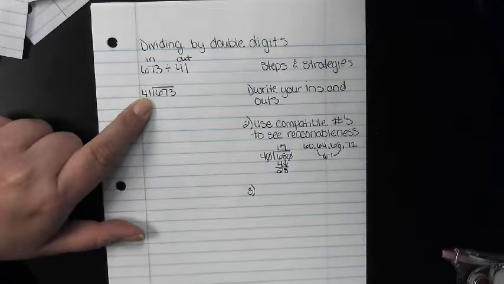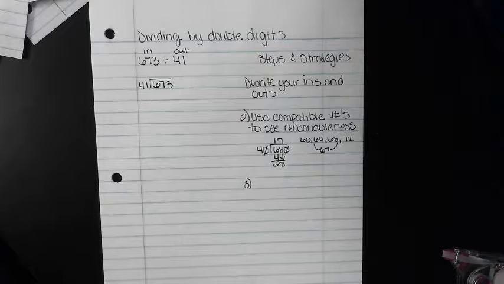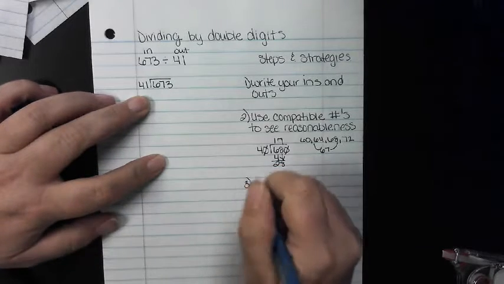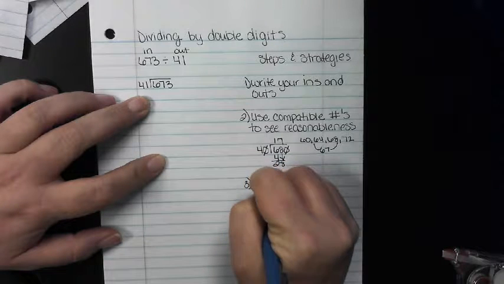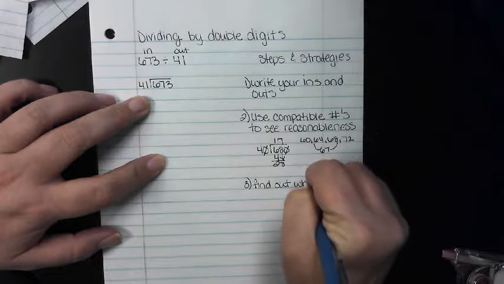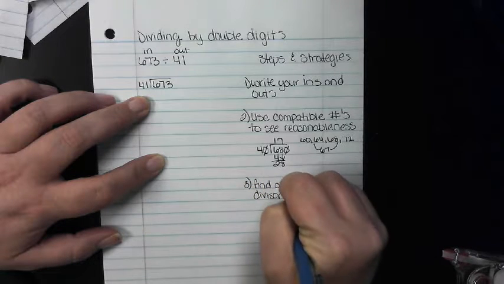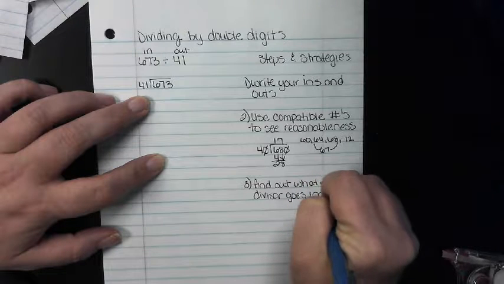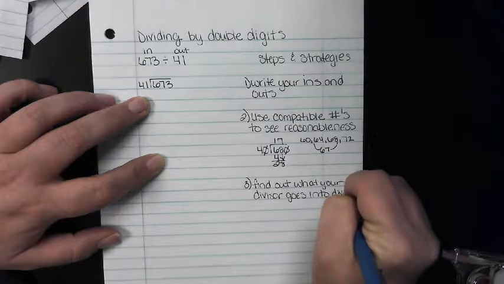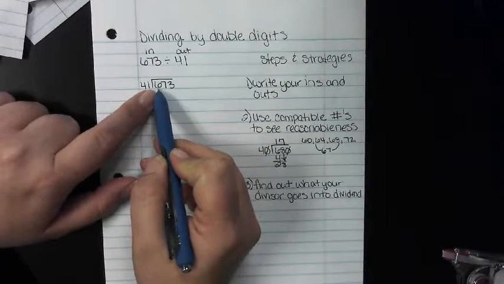Take your 41, and here there are 2 strategies. You can take your compatible number to kind of help yourself out, or you can use strategy 2, which is kind of find a middle ground. So you need to find what your divisor goes into the dividend. I'm going to go a place value at a time. Can 41 go into 6?